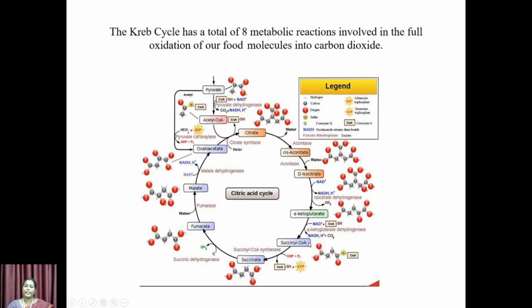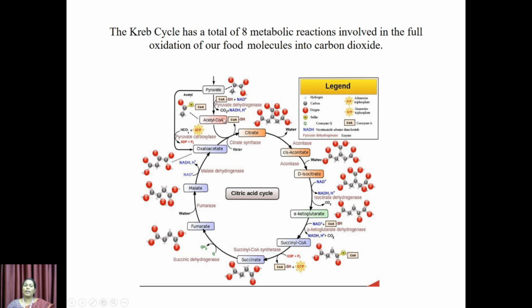Next, alpha-ketoglutarate is converted into succinyl-CoA. Succinyl-CoA is converted into succinate. Succinate is converted into fumarate. Fumarate is converted into malate. Malate is converted into oxaloacetate, which is repeated in this citrate cycle.